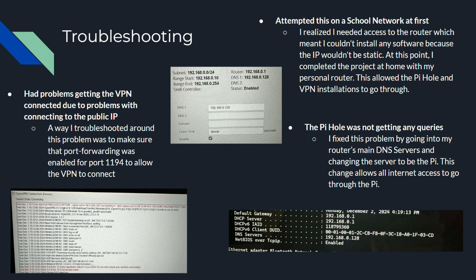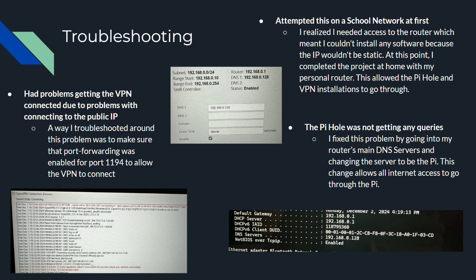This allowed me to successfully complete both the Pi-hole and VPN installations. However, I faced another issue with Pi-hole, as it wasn't receiving any queries. After investigating, I found that the issue was with the router's DNS settings. I fixed it by updating the router's DNS server to point to the Pi-hole, which ensured that all internet traffic passed through it, allowing Pi-hole to function correctly. This solution resolved the connectivity issues and allowed both services to operate as intended.